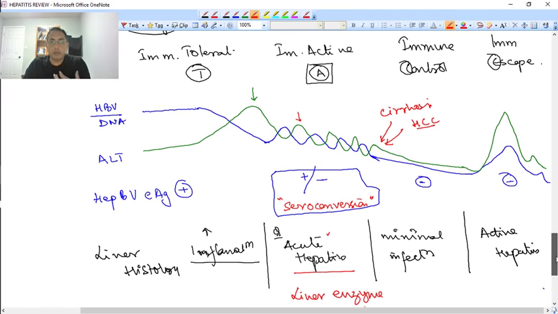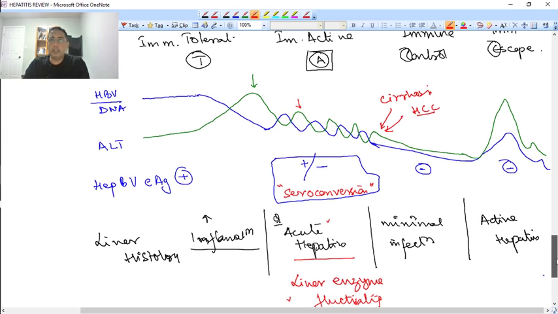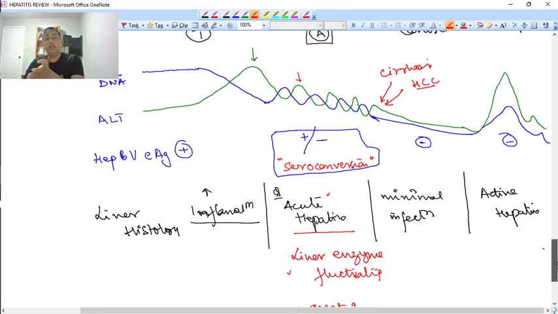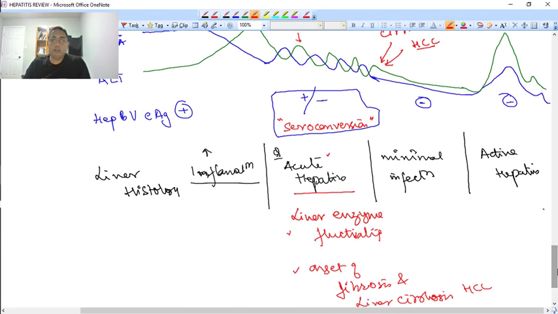They would be immune tolerant, or immune active, or immune control, or there could be immune escape phenomena. It depends on what age. Usually it is seen that immune control would be found in very elderly people. This could also be an MCQ, the age group.